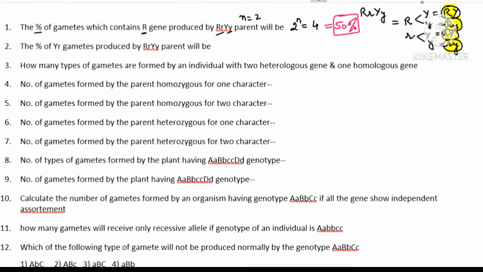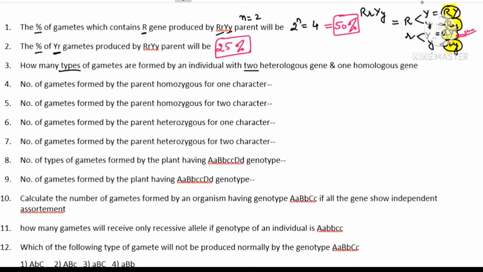Same way, the next question is also based on the same thing, and they are asking you to tell the percentage of yR gametes, meaning small r and capital Y. Small r and capital Y is only one out of 4, so 1 out of 4 means you can directly tell the answer will be 25%. Is it clear?